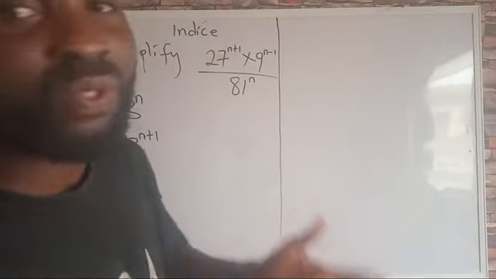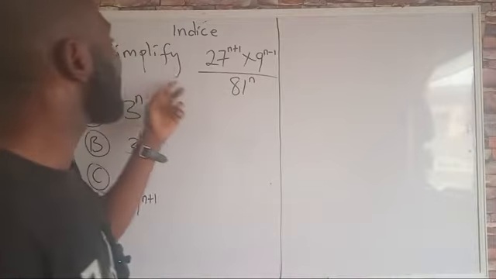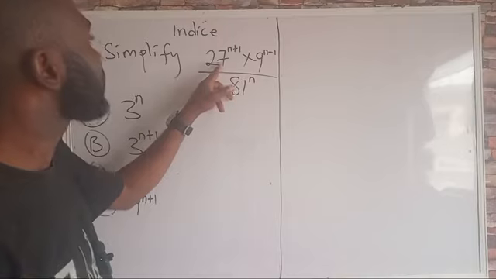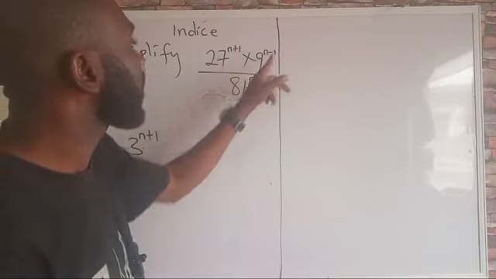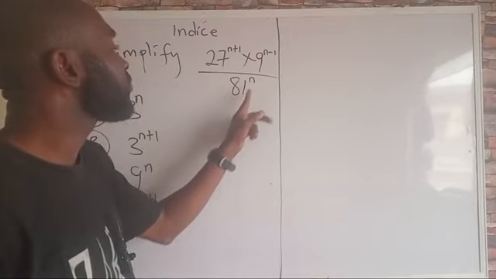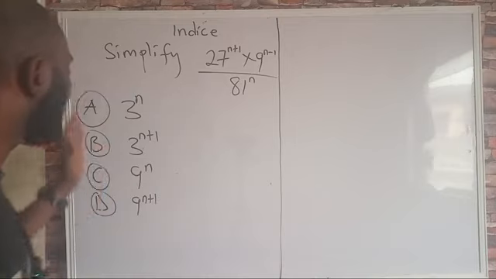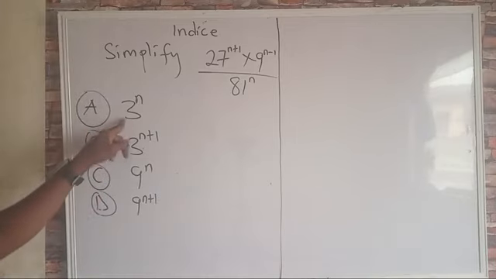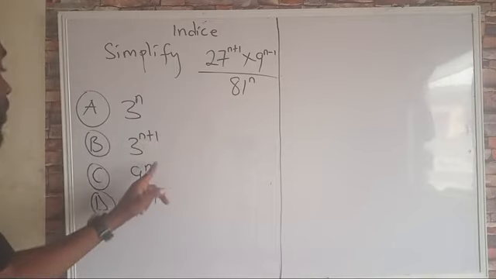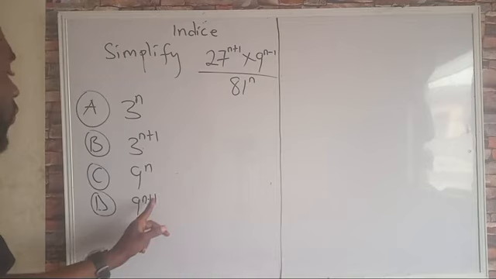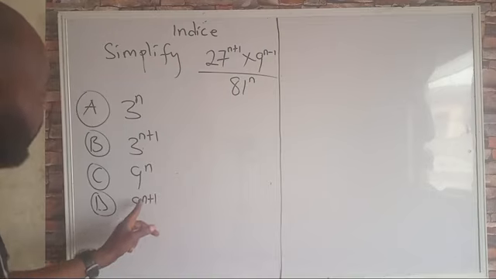One question you should be expecting is an indices question like this. This is an initial question. You should be expecting: simplify 27 raised to the power of n plus 1 times 9 raised to the power of minus 1 all over 81 raised to the power of n. And if you look at the options, you have 3 raised to the power of n, 3 raised to the power of n plus 1, 9 raised to the power of n, and 9 raised to the power of n plus 1.